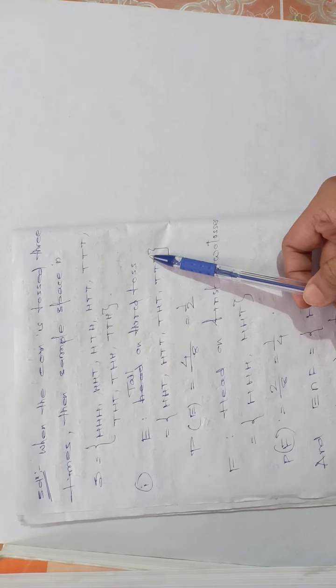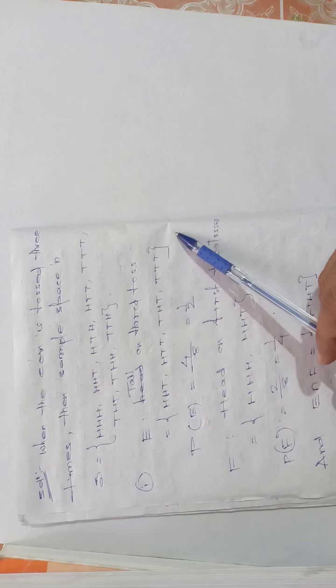The question is changed a little bit. The question is tail on the third toss, right? So all the elements with tail on the third toss are HHT, HTT, THT, TTT, right? And its probability will be 4 by 8. Probability of E will be 4 by 8. It is 1 by 2.